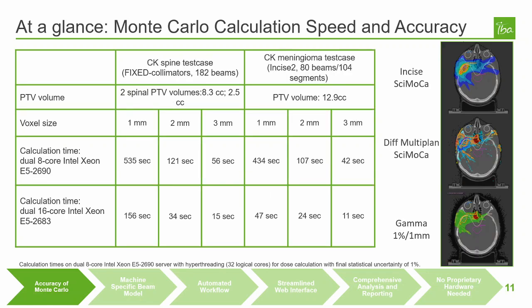When we move to more complex cases, we still see very quick calculation times. For meningioma and spine test cases using a CyberKnife, we find calculation times of 2 minutes for the 8-core server and 30 seconds for the 16-core server. These rapid calculation times are significant for workflows that require the second check of treatment plans just minutes before treatment.